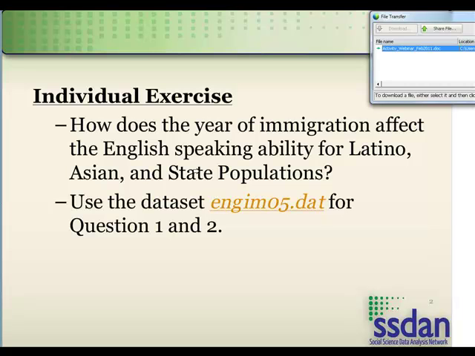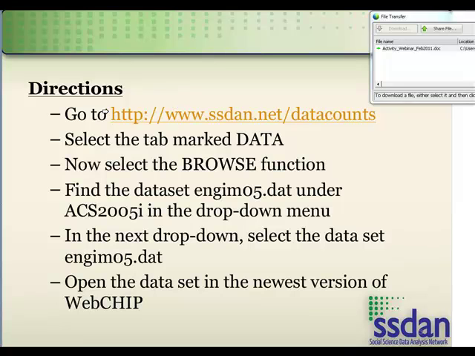So what I'll do is go back to DataCounts, which is again located at ssdan.net/datacounts. And we'll go to the tab marked data, and then to the browse function. And that's where we'll find first the ACS 2005 I group in the drop-down menu. And then from there, we'll find the engim05.dat file under there, and we'll go ahead and open that.